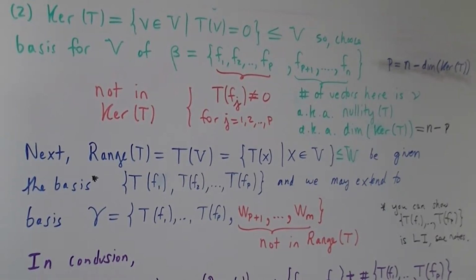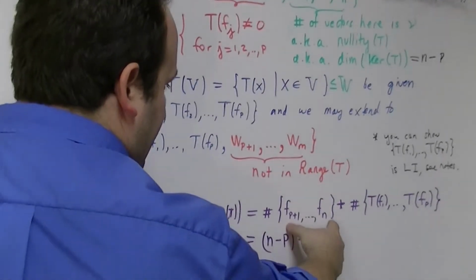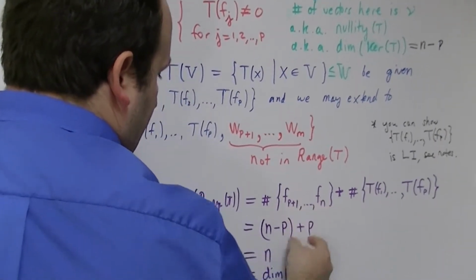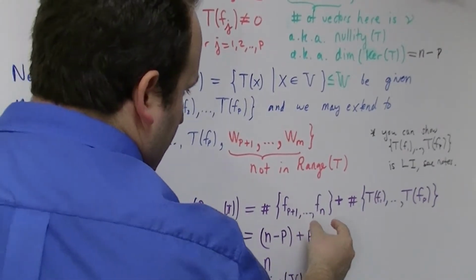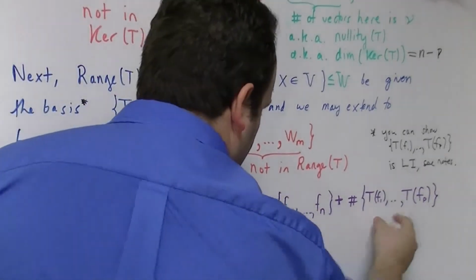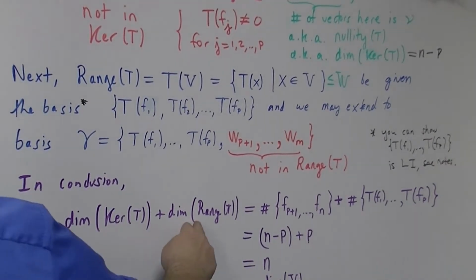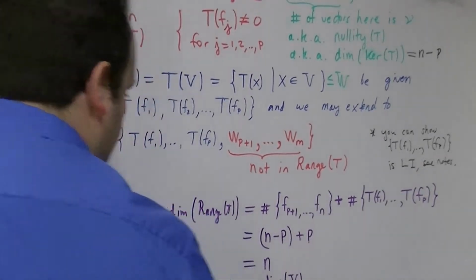So the dimension of the kernel plus the dimension of the range, what's that? It's equal to the number of things in the basis for the kernel, which is n minus p, rather, and the number of things in the image, which is what I call p. And so the p's cancel, and you get n, which is the dimension of V, so the dimension of the kernel plus the dimension of the range gives me back the dimension of the domain.